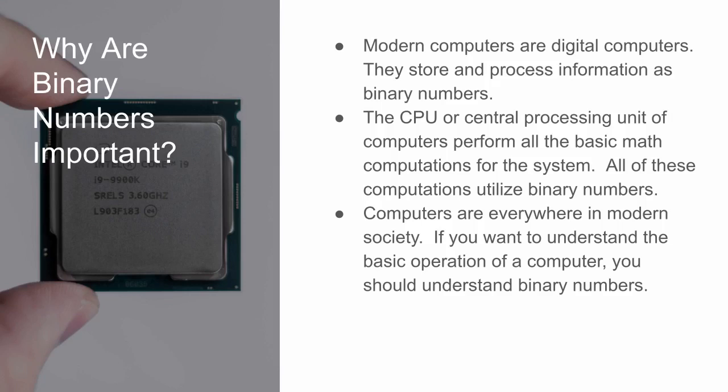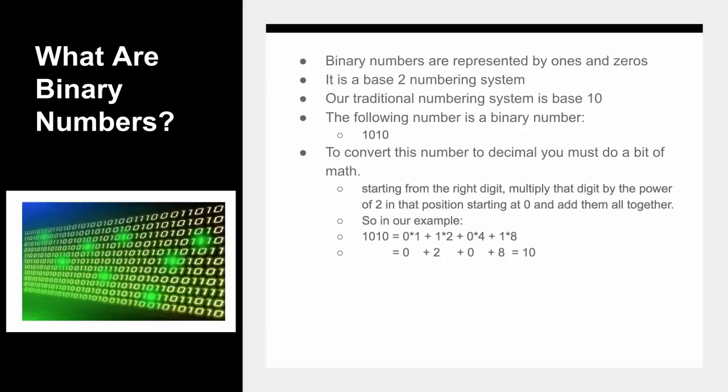So let's go ahead and look at the mathematics behind binary numbers. Binary numbers are represented by 1s and 0s, and it is a base 2 numbering system. Our traditional numbering system is base 10. So if you look at this binary number, 1010, to convert this number to decimal, you have to do a bit of math. Starting from the right digit, you multiply that digit by the power of 2 in that position, starting at 0, and then add them all together.